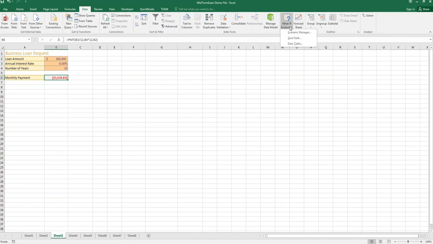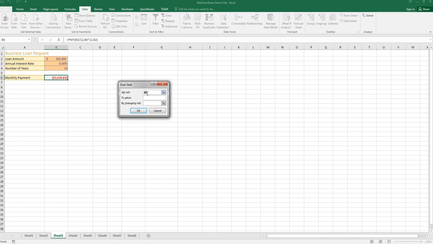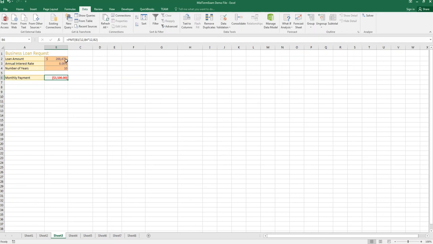So we go to the data tab and then under what if analysis, choose GoalSeek. So our goal is to set cell B6 to a $3,500 payment. So I'm gonna put the negative $3,500 and we're gonna change the loan amount. And when you let that run, you get a result of $288,000, almost $500.